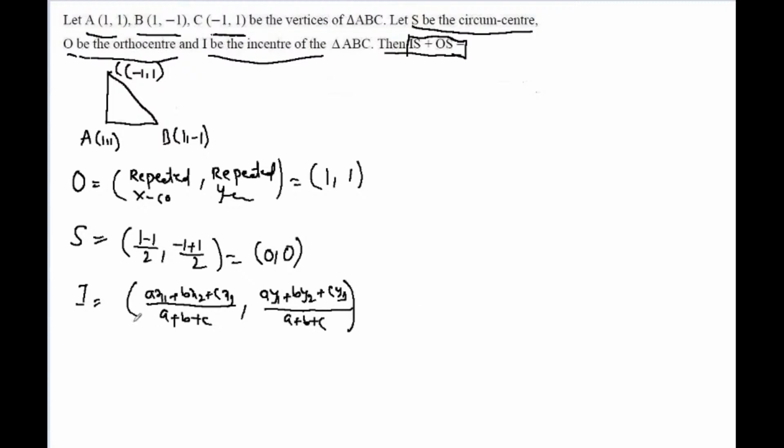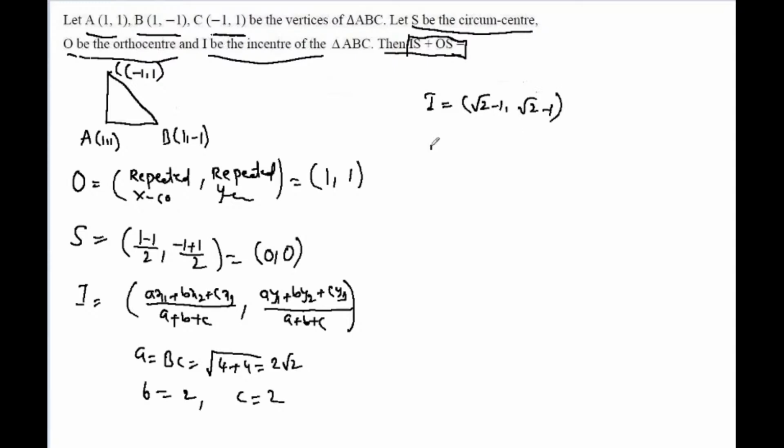Here the value a is the distance BC, that is the root of (1 plus 1) whole square plus (1 plus 1) whole square, that is root of 4 plus 4, that is equal to 2 root 2. And b is the distance AC, that is 2, and small c is the distance AB, that is 2. Substituting these values, we get the incenter I is equal to (root 2 minus 1, root 2 minus 1).